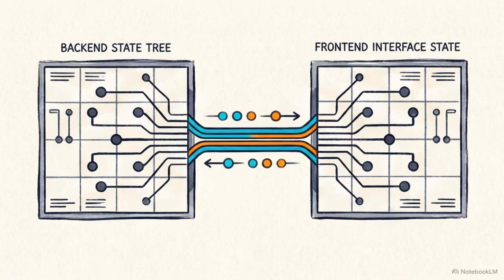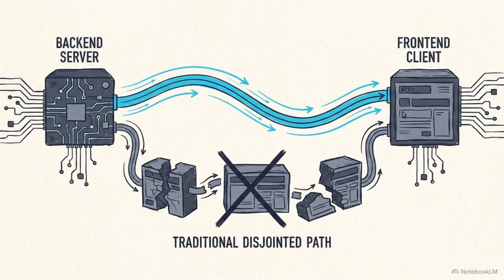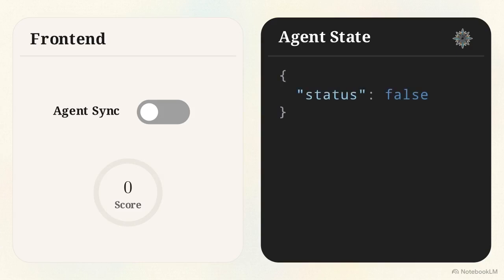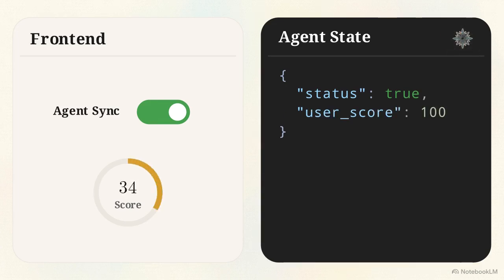To prevent the UI and the agent's memory from drifting apart, the architecture implements bidirectional state synchronization. This continuous streaming replaces traditional manual API data polling. This split-screen visualization demonstrates the use agent hook in action. When the user flips a switch on the left, the update instantly propagates to a Boolean value within the backend JSON state tree on the right. When the agent updates a variable, the frontend reacts identically to standard React state.